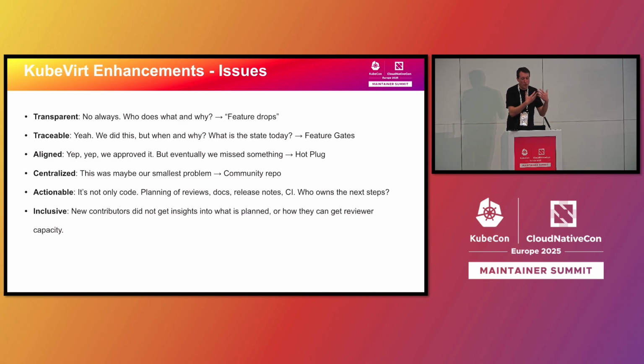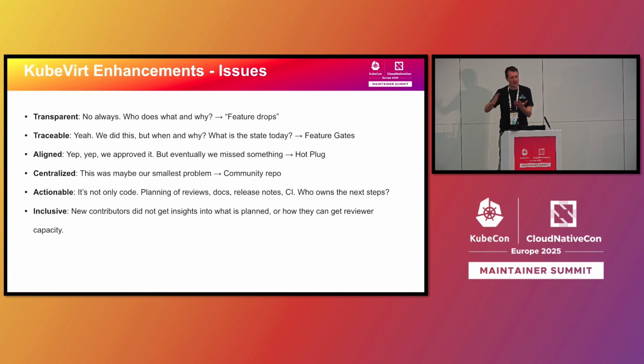There's traceability of who did it, right? But when and why and what is the state today? We had ideas like virtual machine preferences following, I think it was pod preferences, very early on. And there was no place to track, right? Did we want to go to state? It was an alpha feature, and should it GA or not? Eventually we decided to reject it, but it was nowhere written down.